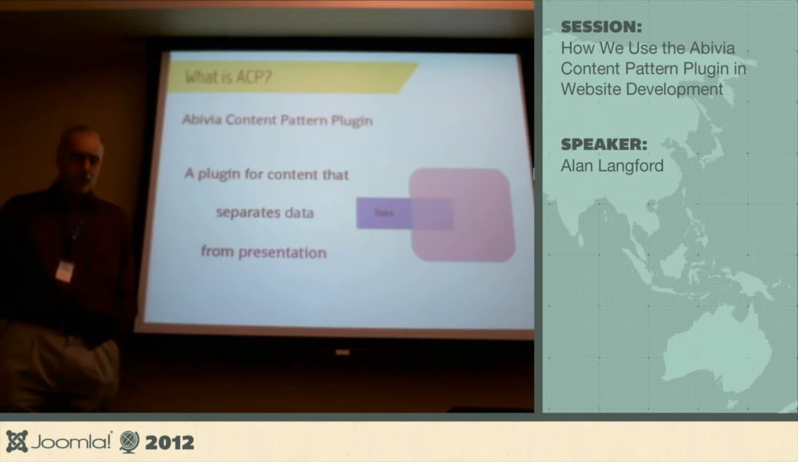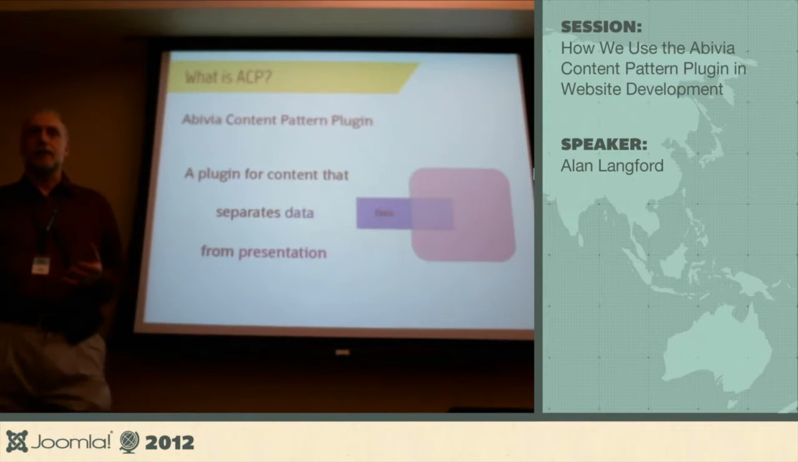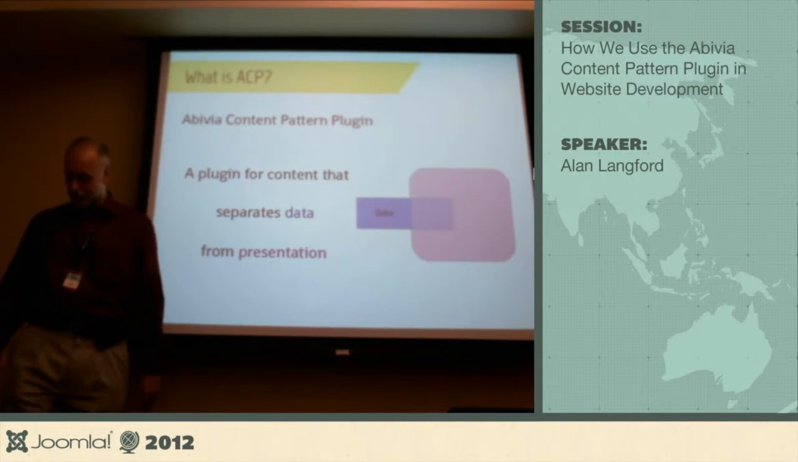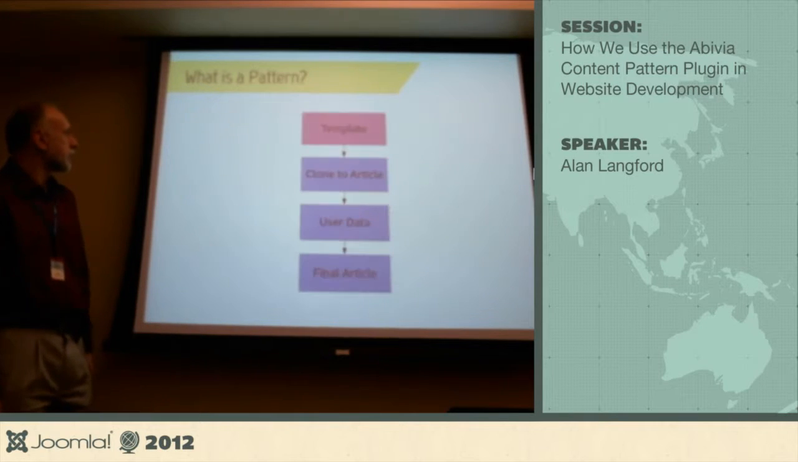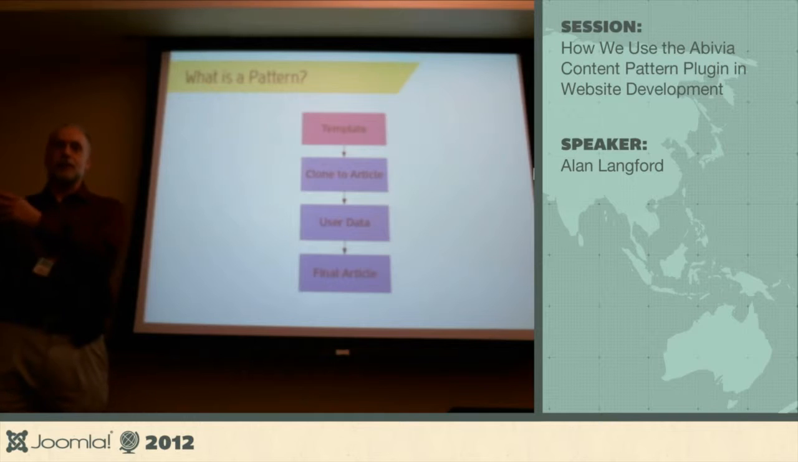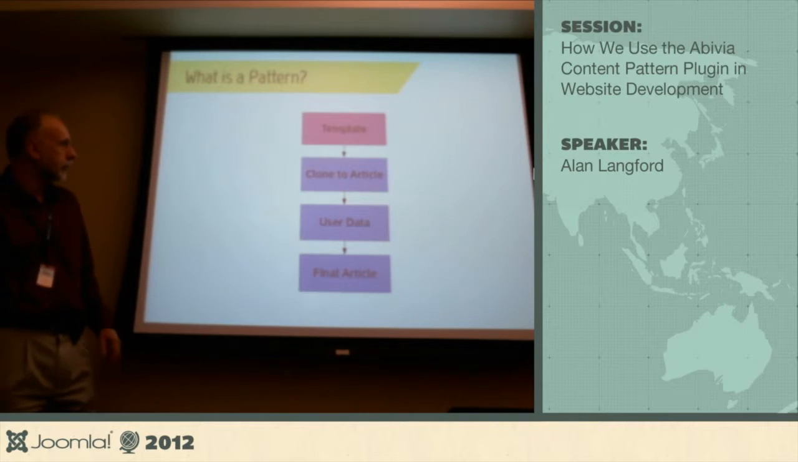So, the Abivia Content Pattern plugin is a plugin for content that separates data from presentation. Now, first I'll try to explain what a pattern is and then explain what that means. In a lot of cases we see these little templating systems. Peter's got a system, content templater, there's snippets, Rockets has got a thing where you can pull up a little macro and toss some stuff into it.